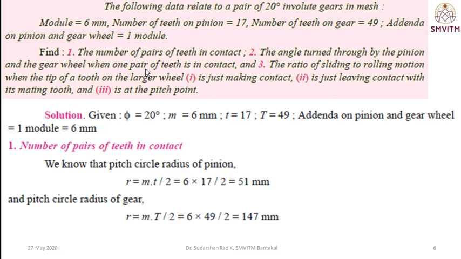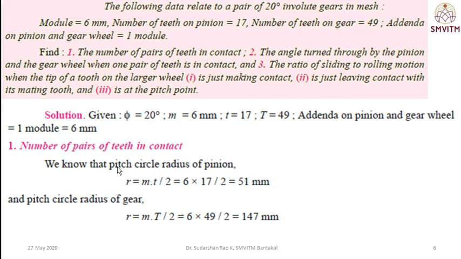First is the number of pairs of teeth in contact. Contact ratio equals arc of contact divided by circular pitch. To find the arc of contact, you should find the length of path of contact. To find the length of path of contact, you should calculate the pitch circle radius and the addendum circle radius.